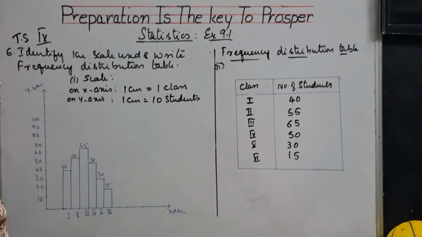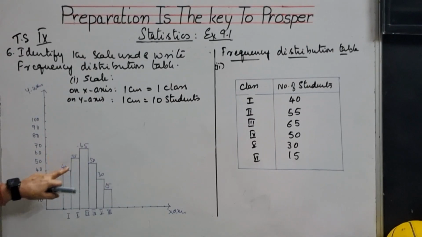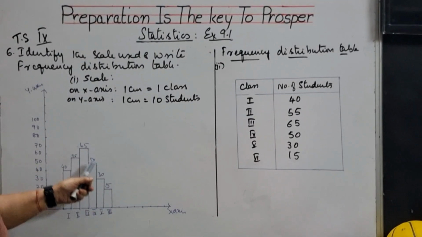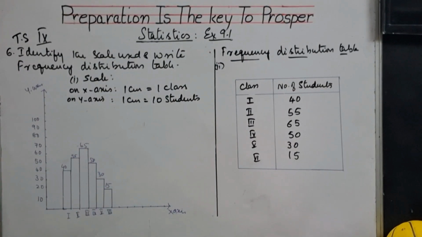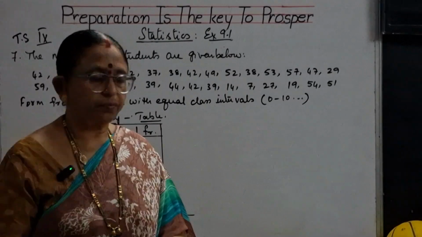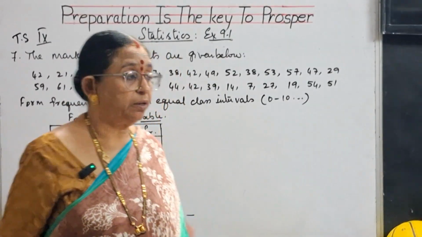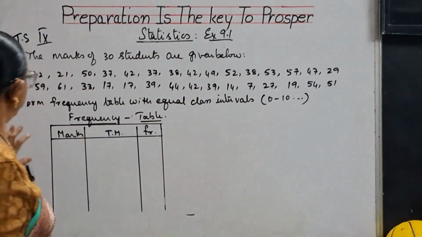Sixth problem, please note it down. This is the problem given. I have written the values by observing the graphs. If you write like this, it will be easy for you to prepare the frequency distribution table. Please note it down. Now the seventh problem is as follows, children.